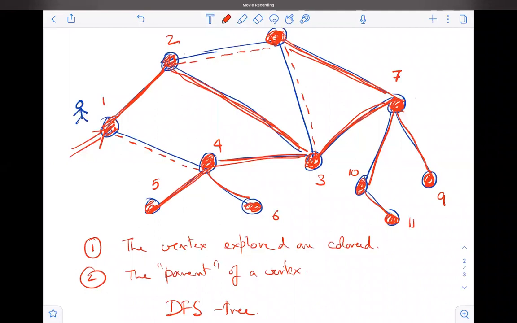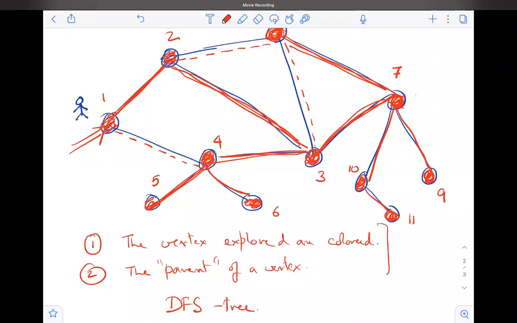So before we talk about the DFS tree, we should understand this thing. We need to keep track of these two objects, right? And how can we keep track of these two objects? You are telling that it is a traversal, but we are not traversing all the edges, right? 1, 4. We are traversing all the edges.